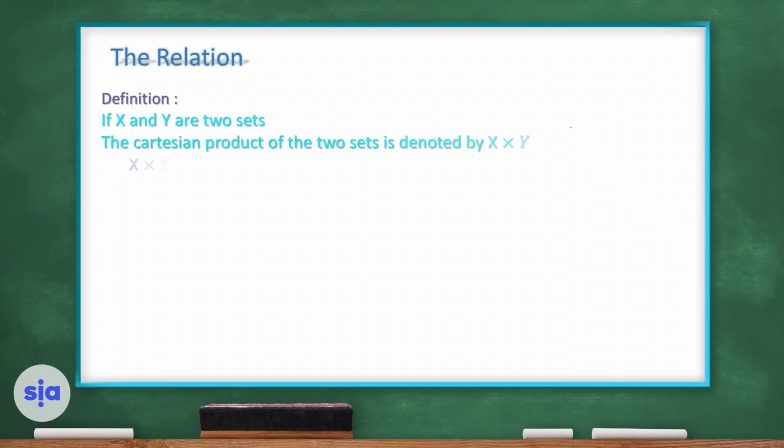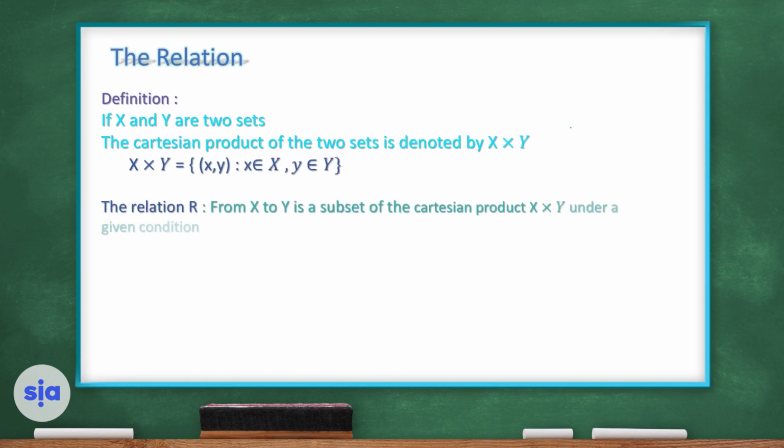What is a relation? If X and Y are two sets, the Cartesian product of the two sets is denoted by X times Y. The relation R from X to Y is a subset of the Cartesian product X times Y under a given condition.